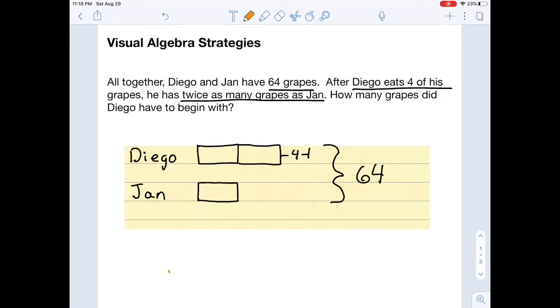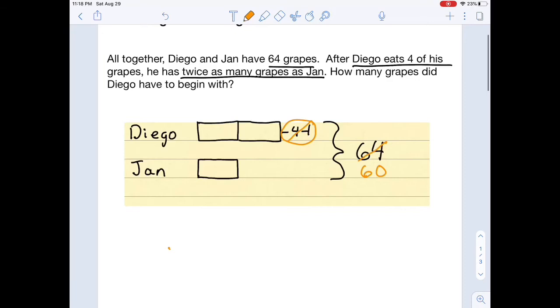My goal is to have equal sized parts represent some value. Right now, this 4 is getting in my way. So I'm going to subtract 4 from this side. But that's changed my total number of grapes, so I have to subtract 4 here and adjust to have 60 total grapes because I wanted to have just my equal sized parts with no extras.